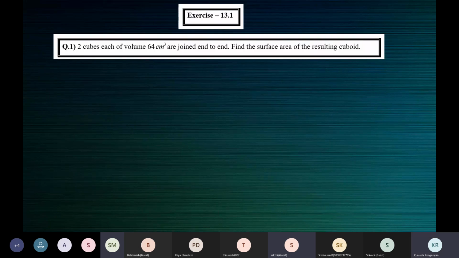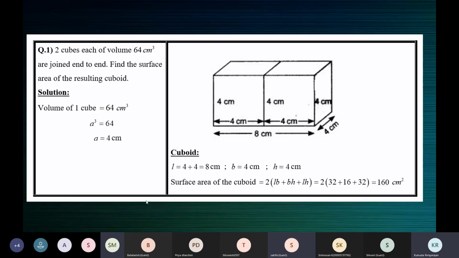Two cubes, each of volume 64 centimeter cubed, are joined end to end. Find the surface area of the resulting solid. This one also I'm not explaining. Please have a look at the answer and write it down. Understand and write it down.